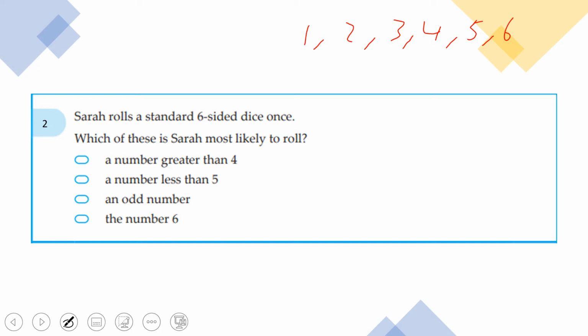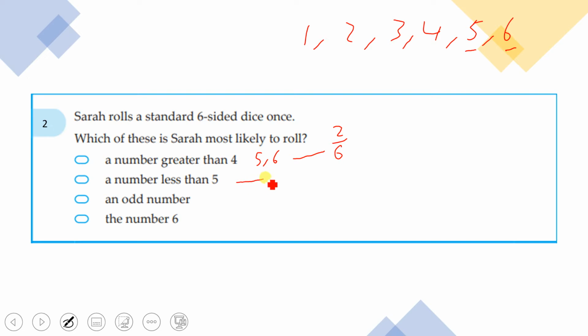If we look at a number greater than 4, what numbers on a die are greater than 4? 5 is greater than 4. 6 is greater than 4. So there are our 2 options, 5 and 6. Out of the 6 total options that we have available, 2 of them will fulfill the criteria. So we'll call that 2 out of 6. We'll just leave things out of 6 to make it a little bit easier. There's the answer for the first option, the probability.